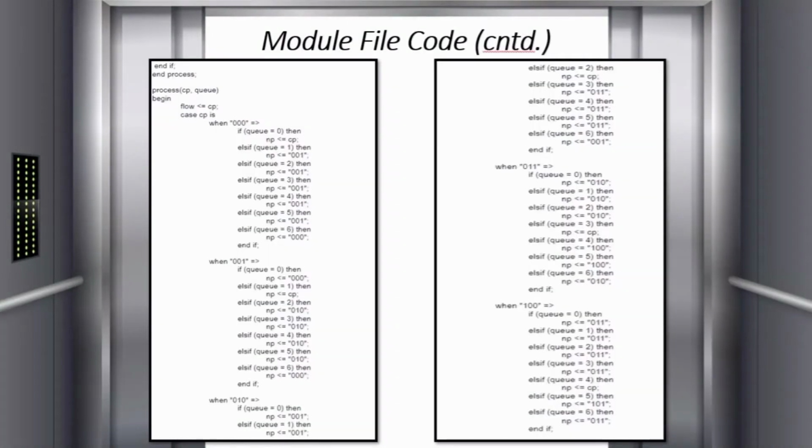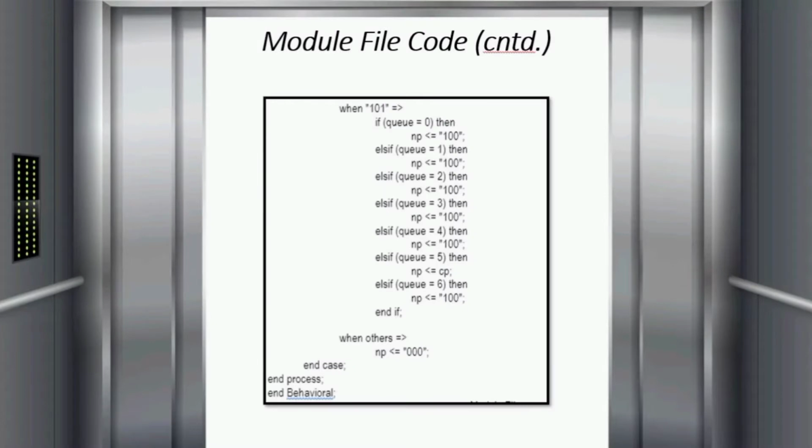In slides 4 and 5, you can see the flow of the elevator and also the value of the elevator every time it moves. The CP stands for current process and the NP stands for next process. And lastly, you can see the 6 statements that represent the number of the floors.